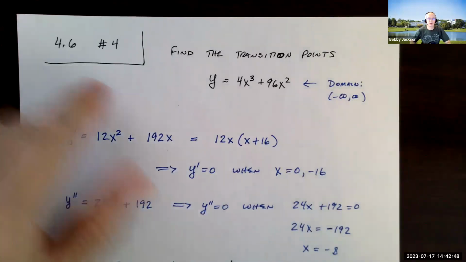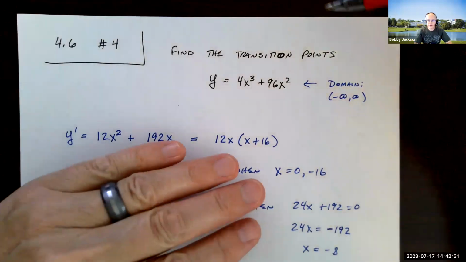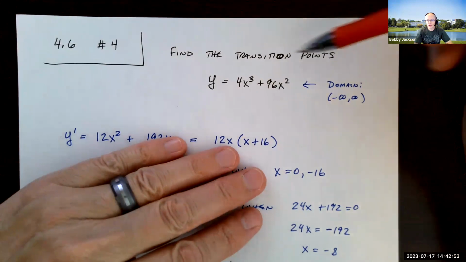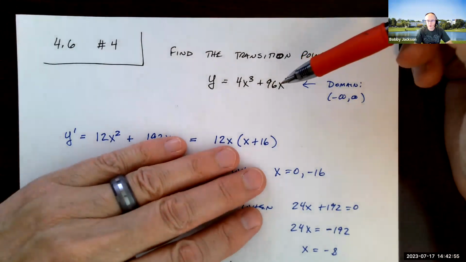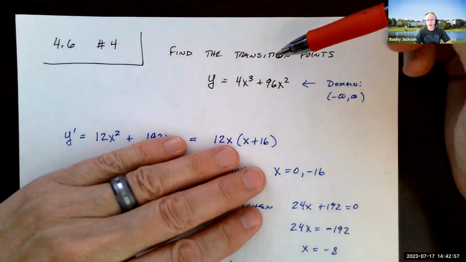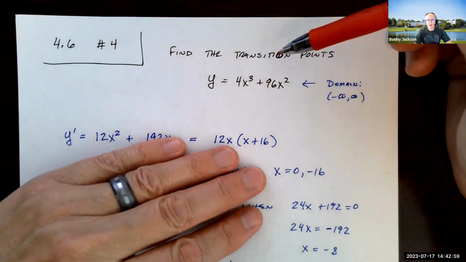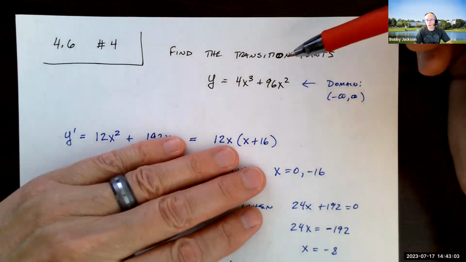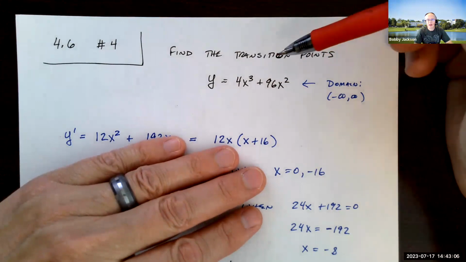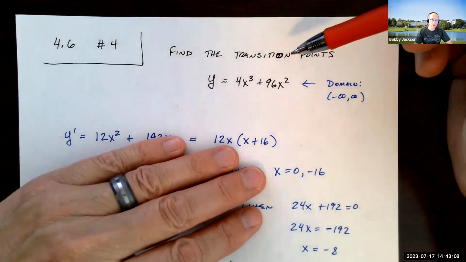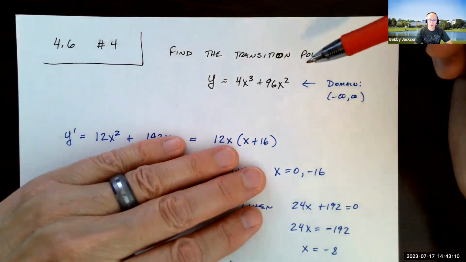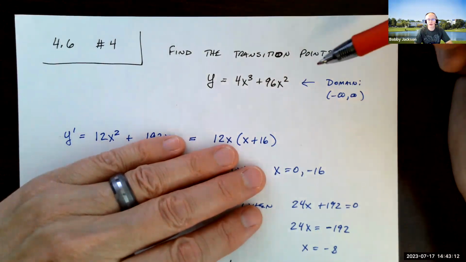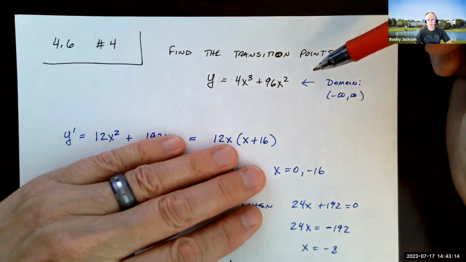Hey everyone, we're going to look at number 4 in section 4.6. We're going to find the transition points for this function. So transition points again are anytime we have a local max or a local min, any local extrema, or if we have a point of inflection. Basically, the shape of the graph is changing either from increasing to decreasing, decreasing to increasing, or concave up to concave down, or vice versa.